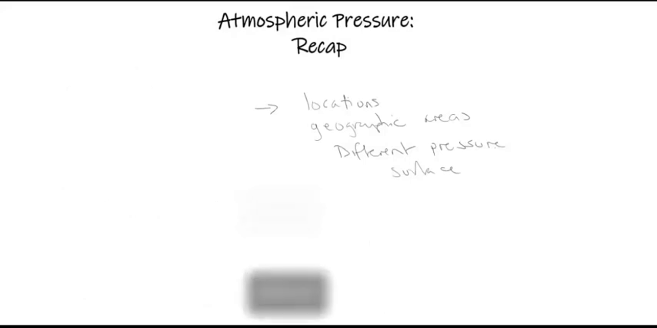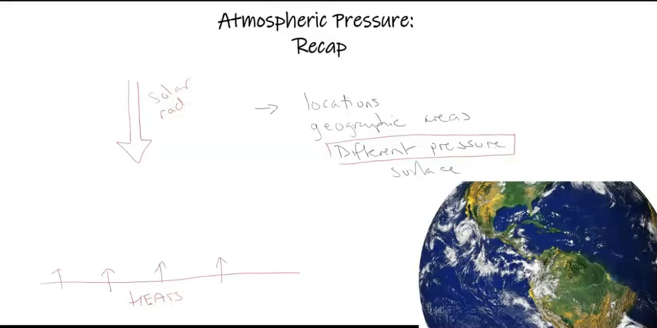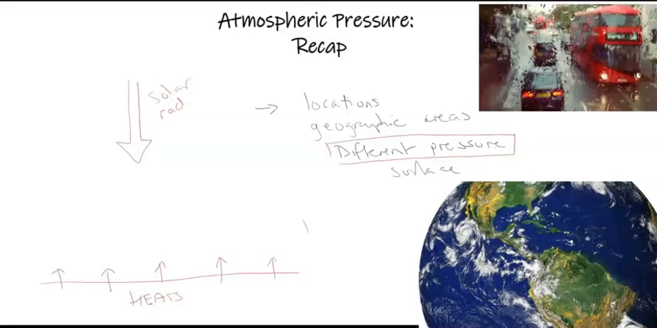So let's go back to why there are different pressures. There's an average, but different pressures. You have our surface and our incoming solar radiation, and it heats the surface. There is radiation, convection, and conduction. And the surface is going to heat the first, or bottom, layer of our atmosphere, which is the troposphere.